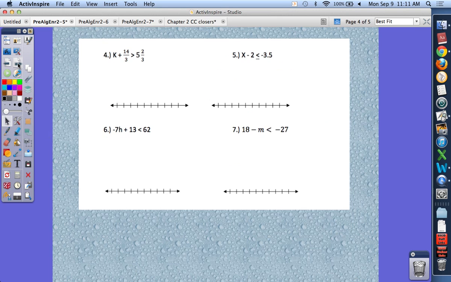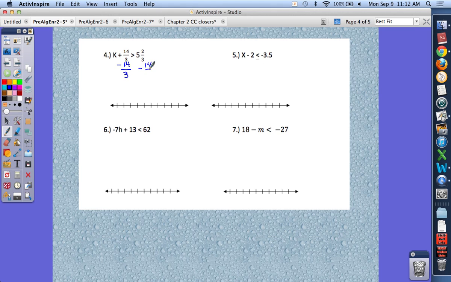Okay, great. Let's try 2 more, and then you're going to try 2 more. So I'm going to do 4 and 5. I'll get you help with these fractions and decimals, but you're going to try 6 and 7. So on 4, we're still solving for k. We want to get k by itself. I would have to subtract 14/3 from both sides, right? I'm adding 14/3, so let's undo that.